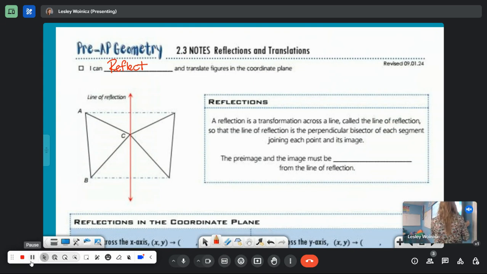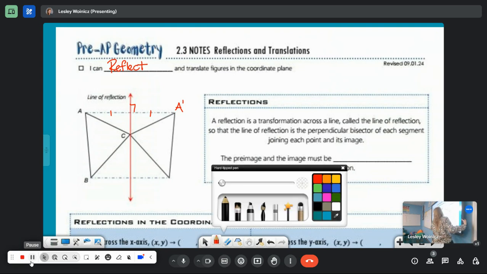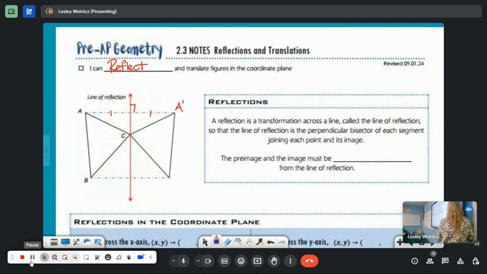So what I need to remind you is that our line of reflection for our figure is the perpendicular bisector for the segments that are connecting our pre-image points to the image points. So this is perpendicular to the segment connecting A and A prime, and it is bisecting it into two congruent pieces. Same thing with the B to B prime. It's perpendicular and is chopped into two congruent segments.